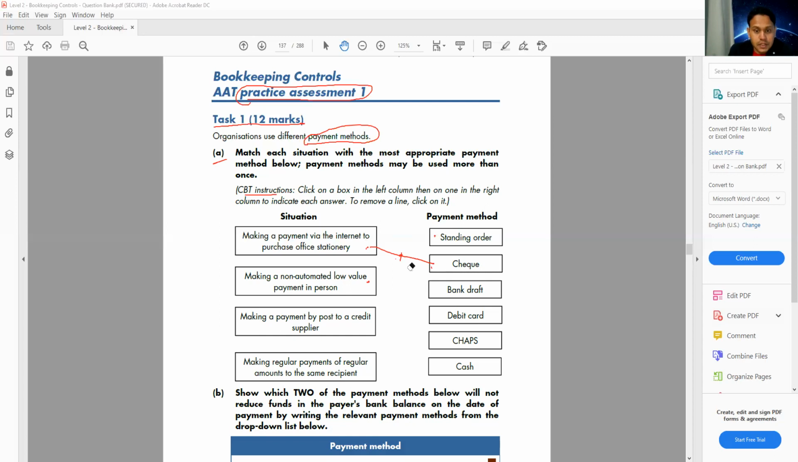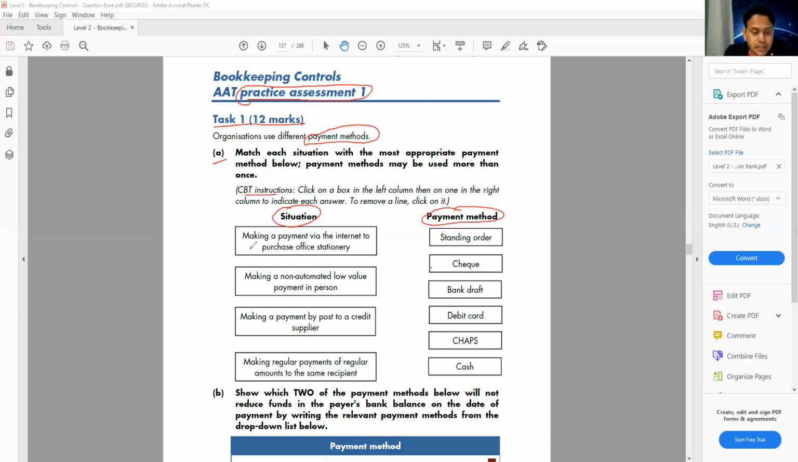All right, so let's try to solve task number 1 for the payment method. Let's have a look at how difficult it is. Okay, the first situation and the payment method, we have two things. Let's talk about the first one.